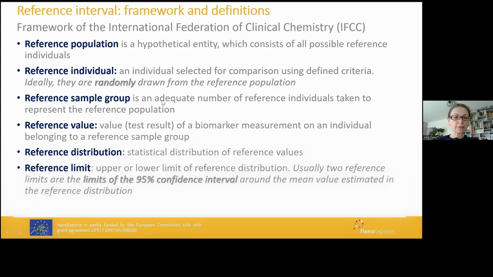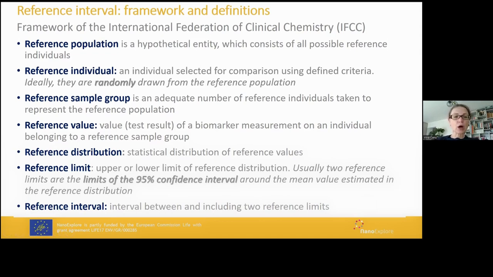From this distribution, we can establish the reference limits, which are nothing more than the limits of the 95% confidence interval around the mean value measured in the reference distribution. And to transform it into the reference interval, we should just consider all values between these limits, the lower and upper limit of our confidence interval, including these two values.